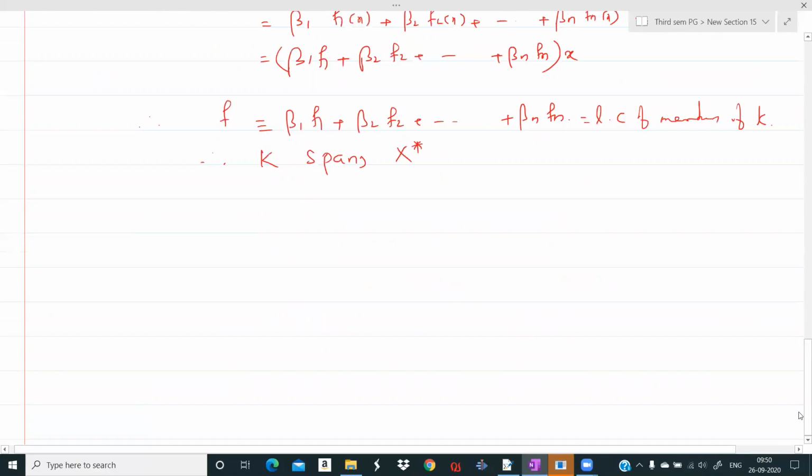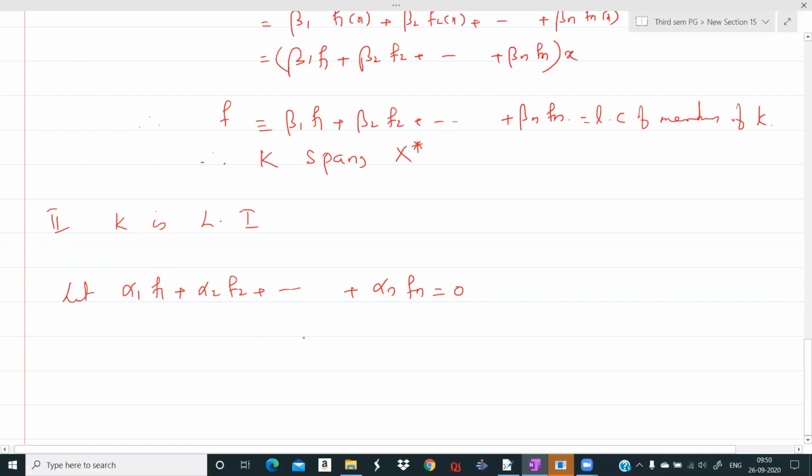Now it remains to show that K is linearly independent. So for that we consider a linear combination of members of K equal to 0. So let alpha 1 f1 plus alpha 2 f2 plus etc. plus alpha n fn equal to 0. So this is a 0 vector, means this brings every element of capital X to 0. See, f1, f2, f3, etc., fn are linear functionals. So alpha 1 f1 plus alpha 2 f2 plus etc. plus alpha n fn is also a linear functional.